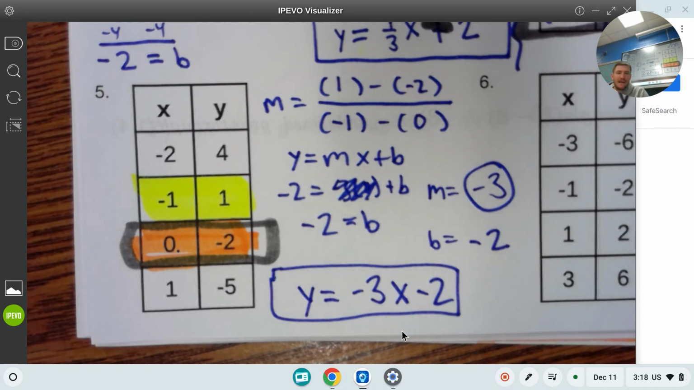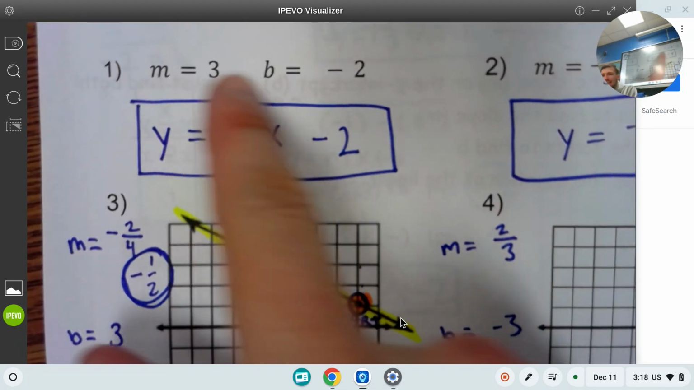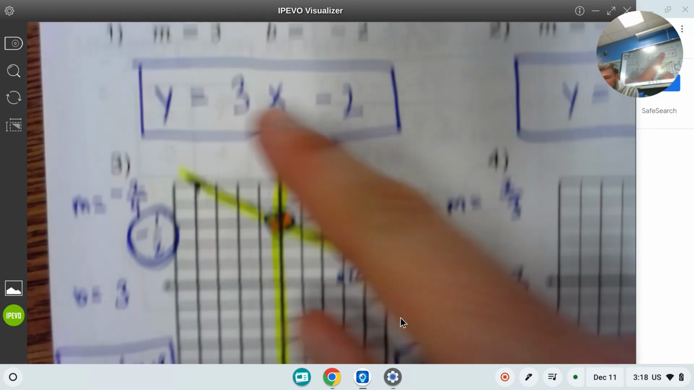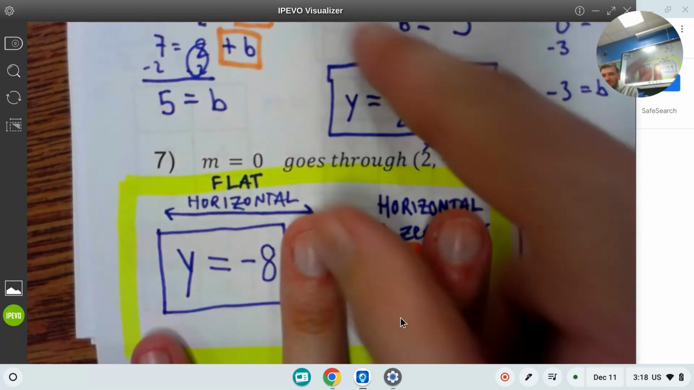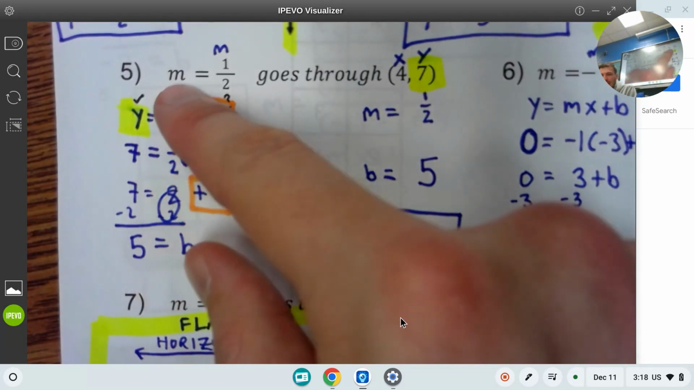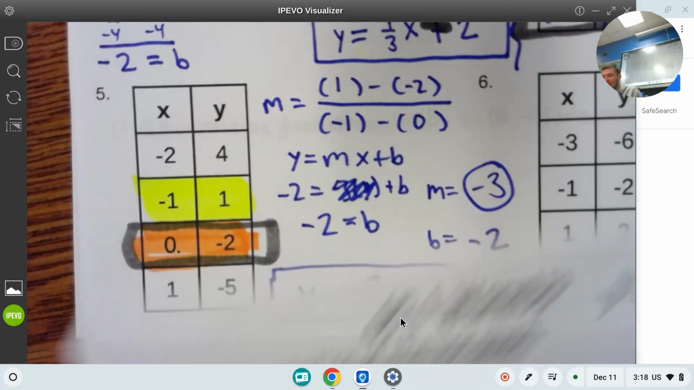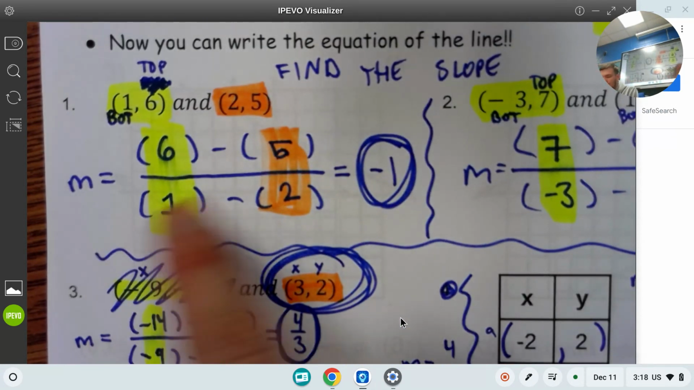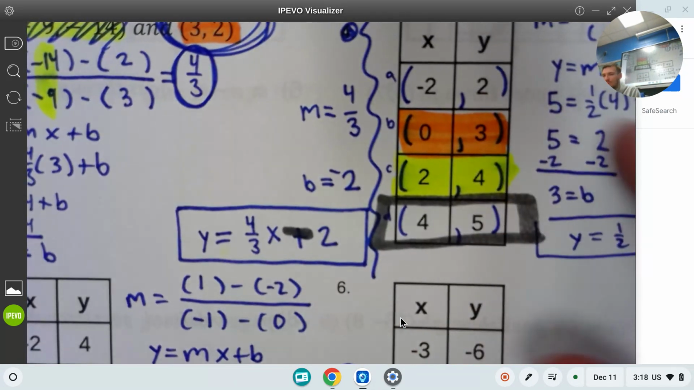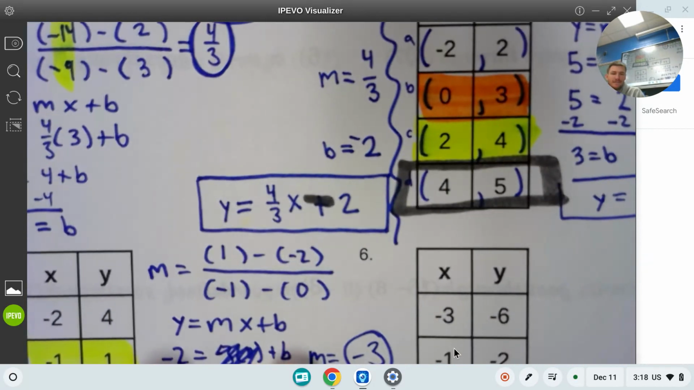All right, that's it for writing equations. You got to know how to write the easy equations when I give you both pieces, how to write the equations if I give you a graph, how to write the equations if I give you m and 1 coordinate, and finally, write the equations if you get 2 coordinates or even 4 coordinates. All right, that's everything writing equations.